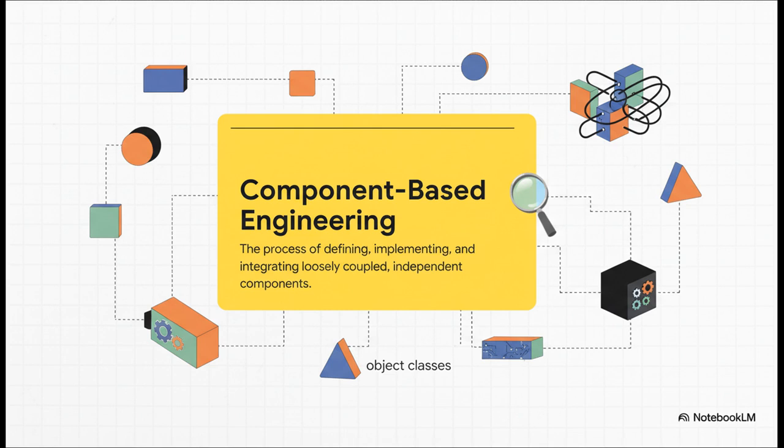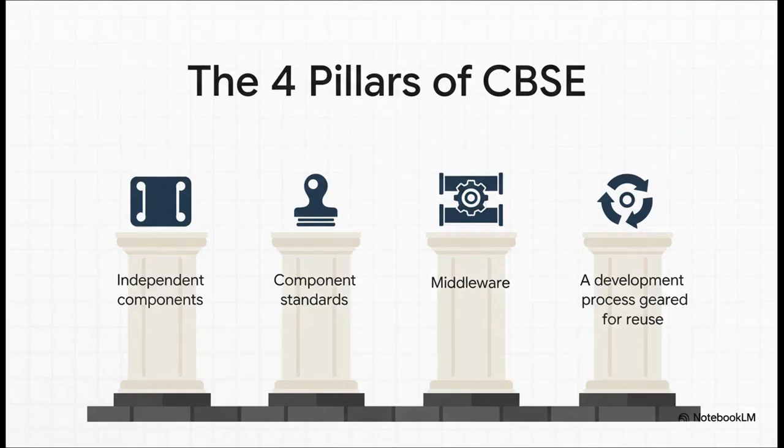So you might be wondering, what's the secret sauce that makes this whole thing work? It really boils down to 4 essential pillars. Think of it like building a house. First, you need the bricks. Those are your independent components, each defined by a clear interface. Second, you need a building code. That's your component model, a set of standards so all the bricks fit together, no matter who made them. Third, you need the plumbing and electricity. That's the middleware, the stuff that connects everything and lets components communicate. And finally, you need the blueprint, the actual construction plan. That's a development process built from the ground up for reuse.